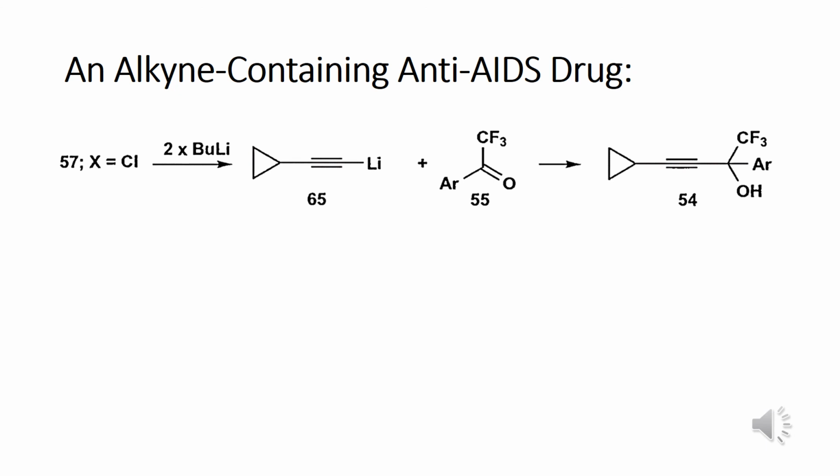In the Merck synthesis of efavirenz, this step is used to make a single enantiomer of structure 64, and this chemistry is discussed in strategy and control.